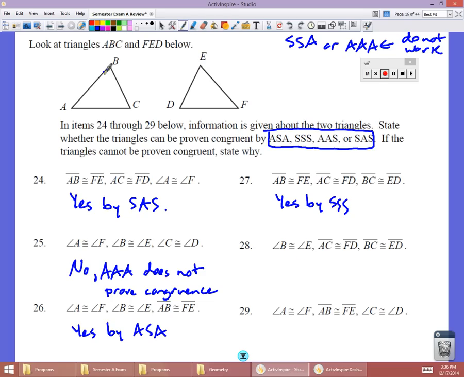And here we have angle B congruent to angle E. We have side AC congruent to side FD. And we have side BC congruent to side ED. So again, we have 2 sides and an angle, so the question is, is it side, angle, side again, or is it side, side, angle? So the question again we're asking ourselves is, is the angle included between the 2 sides, or is it not included? In this case, the angle is not included, and so this one we would say no, and again the reason is that side, side, angle does not prove congruence.